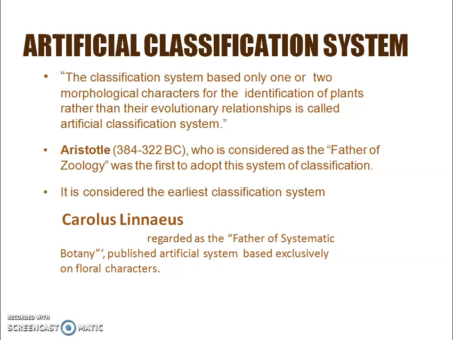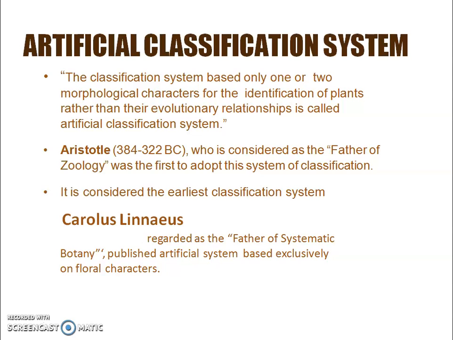Out of these, first is the artificial system of classification. This system is based only on one or two morphological characters for the identification of plants, rather than their evolutionary relationships. It was the oldest system of classification, in which scientists classified the organisms or plants on the basis of their morphological characters. Morphological means the outer characters, how the plants look.